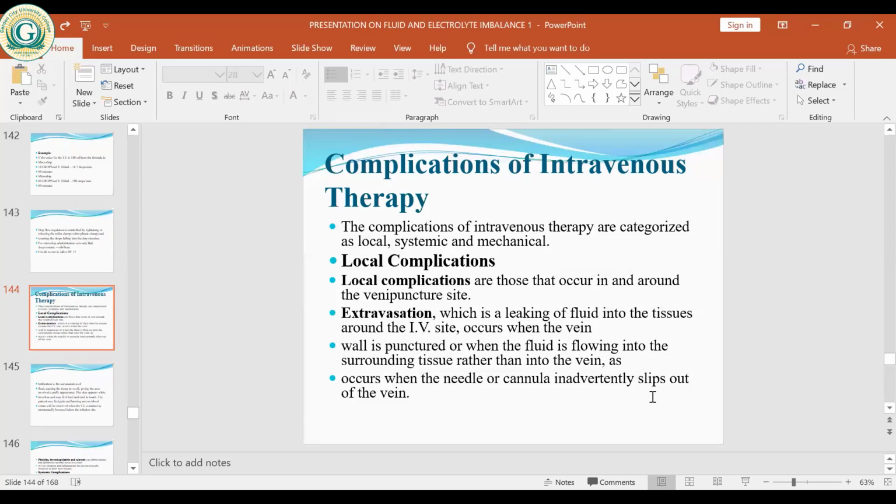Complications of intravenous therapy. The complications of intravenous therapy are categorized as local, systemic, and mechanical. Just work for your answer, we'll discuss this. So we have local complications, we have systemic complications, we have mechanical complications.